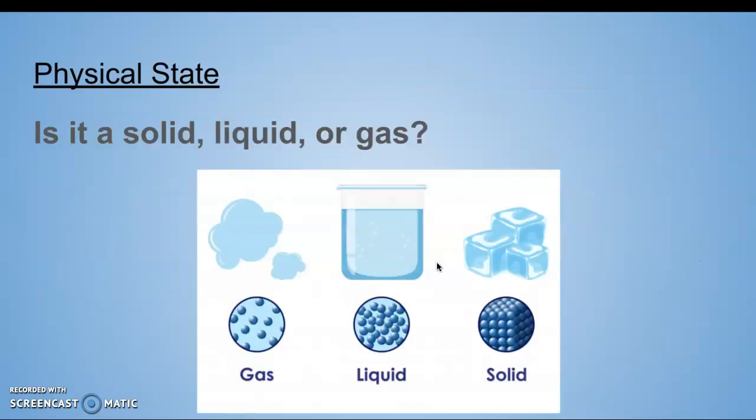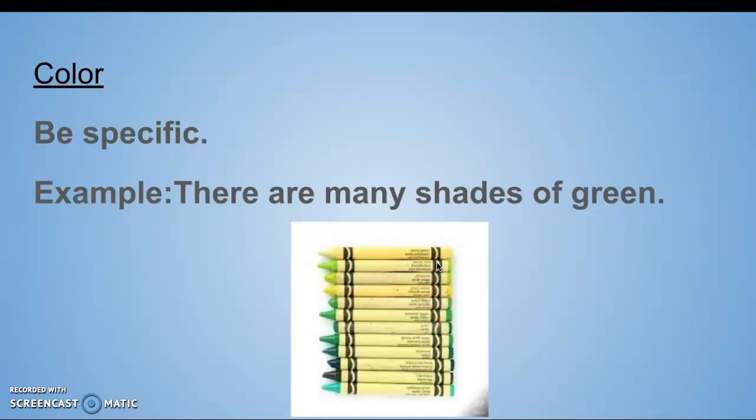When we are trying to categorize based on physical state, your only choices in this investigation are going to be solid, liquid, or gas. Another way we can describe matter is color. You want to be specific, but don't get so overly creative that we get confused. Don't use the exact names on Crayola crayons. Instead, let's think about maybe saying pale green, dark green.